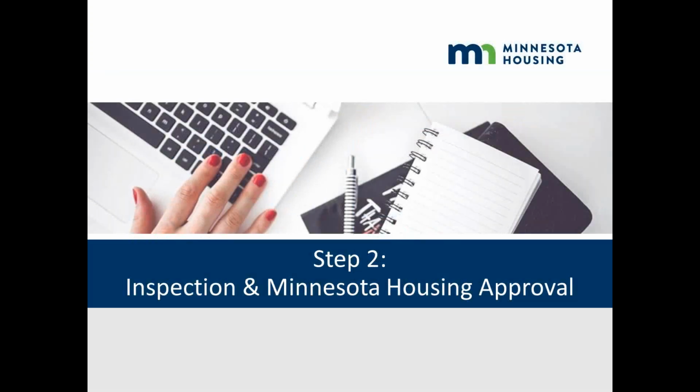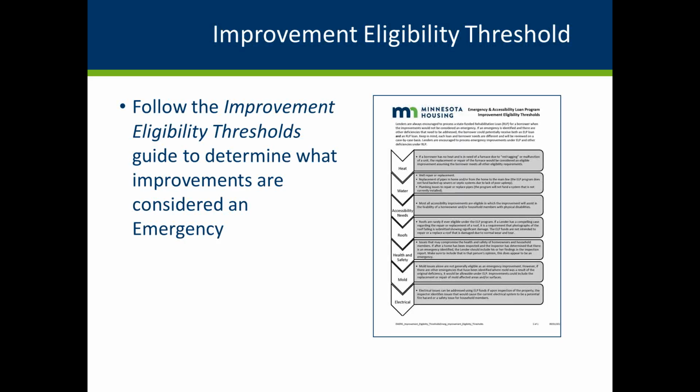Step 2, inspection and Minnesota Housing approval. When determining if an improvement is eligible for the Emergency and Accessibility Program, refer to the Improvement Eligibility Threshold form found on Minnesota Housing's website.